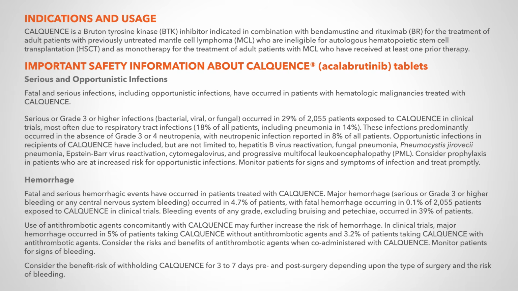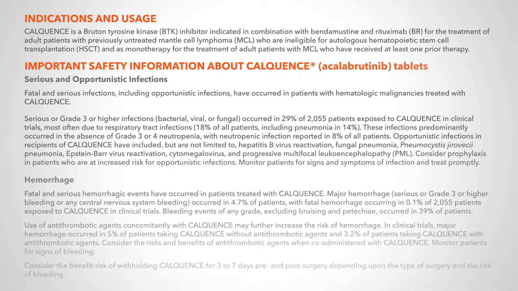Use of antithrombotic agents concomitantly with CALQUENCE may further increase the risk of hemorrhage. In clinical trials, major hemorrhage occurred in 7% of patients taking CALQUENCE without antithrombotic agents, and 4% of patients taking CALQUENCE with antithrombotic agents. Consider the risks and benefits of antithrombotic agents when co-administered with CALQUENCE. Monitor patients for signs of bleeding. Consider the benefit-risk of withholding CALQUENCE for 3 to 7 days pre- and post-surgery, depending upon the type of surgery and the risk of bleeding.